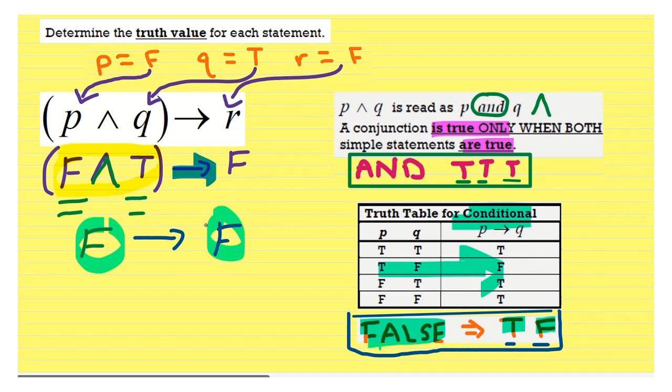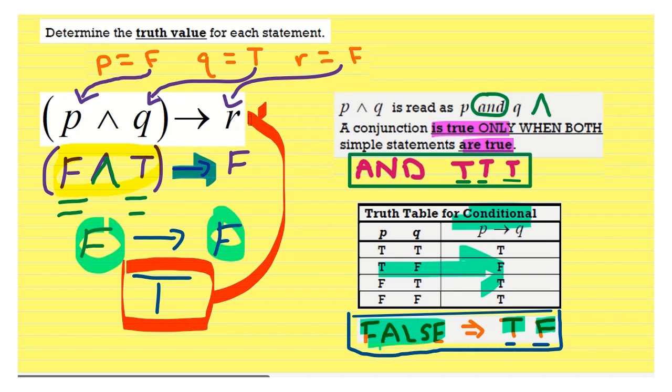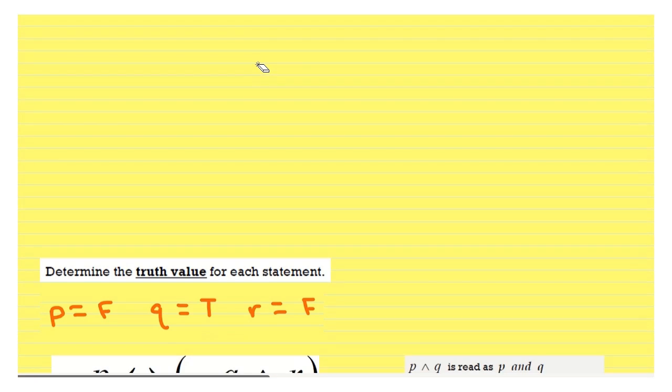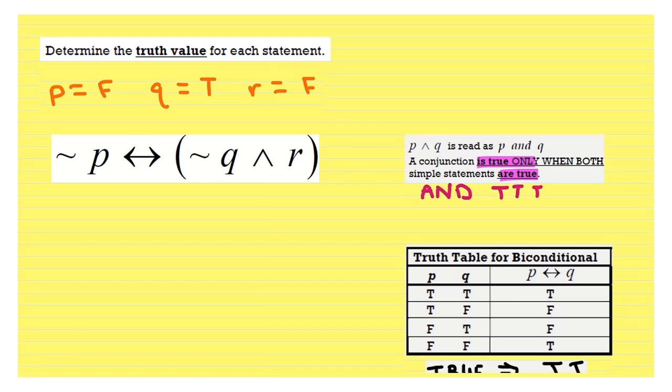So therefore it is not false. It will be true. And that is the truth value for our statement right here that we started with. Okay, let's look at our next statement.